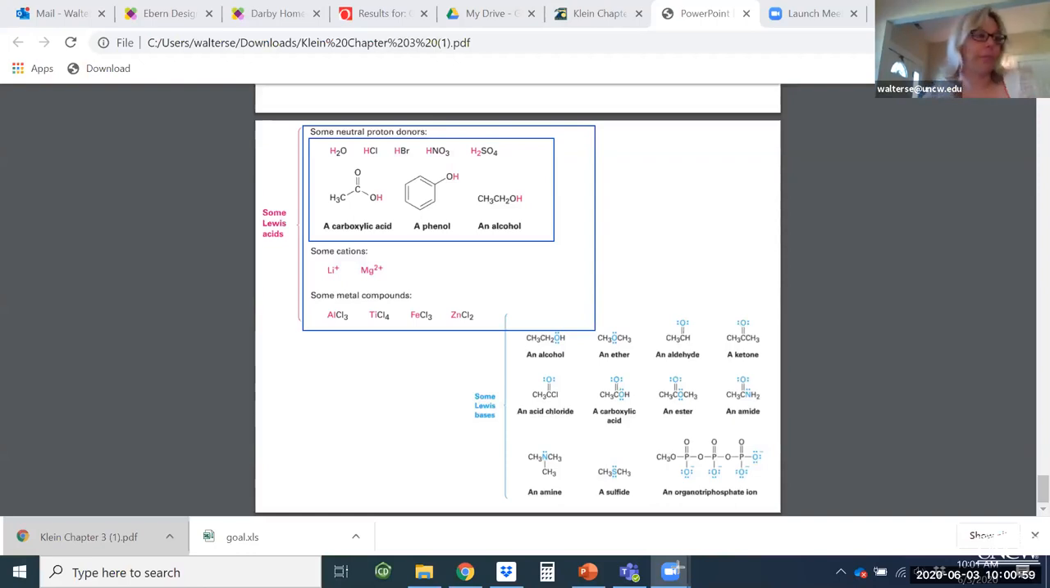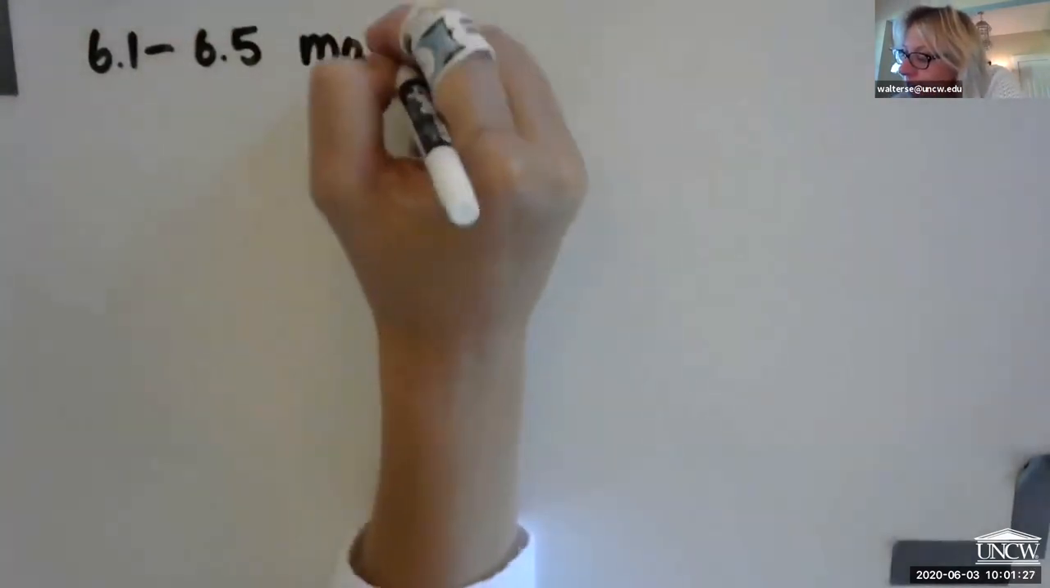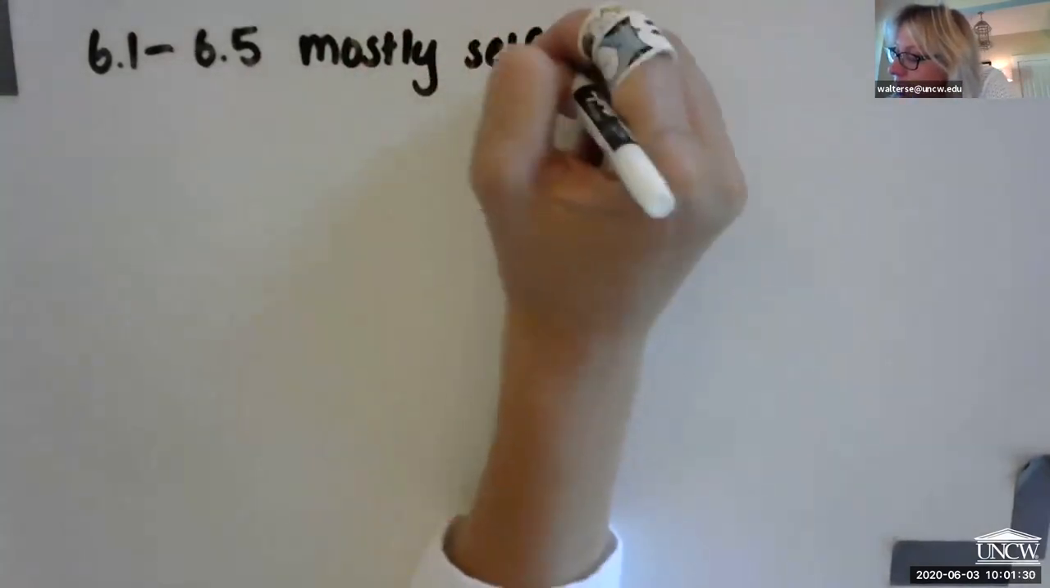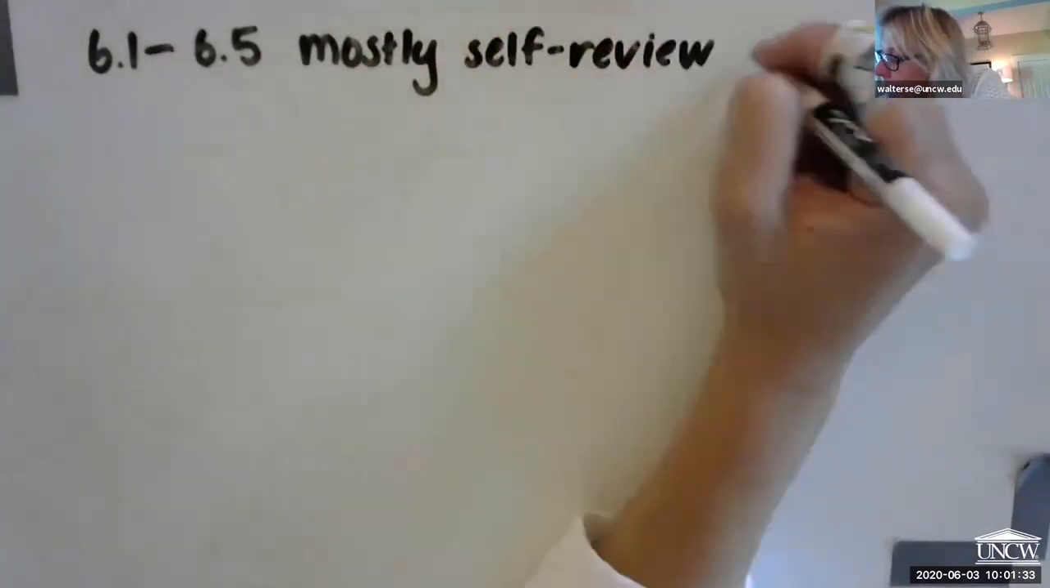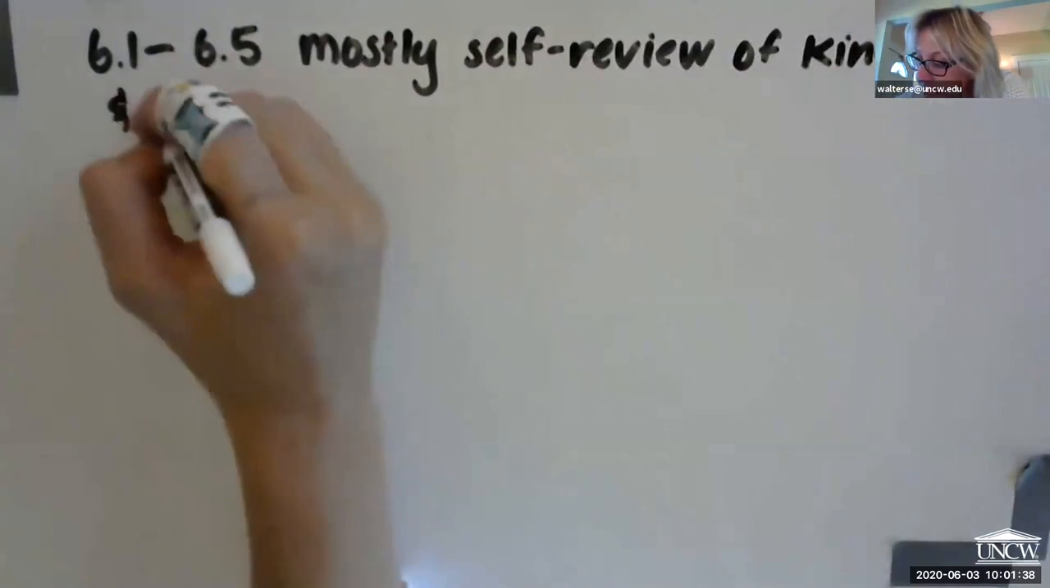Excuse me. Okay, so with chapter 6, the first part of it, sections 6.1 to 6.5, are going to be mostly self-review of kinetics and thermodynamics.